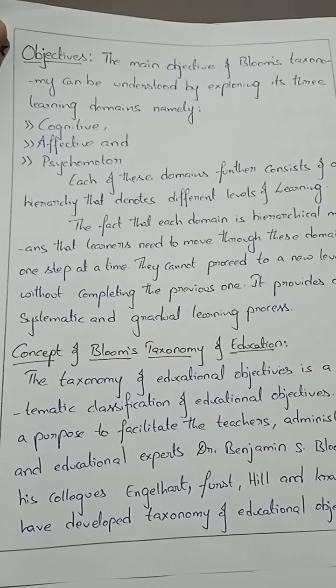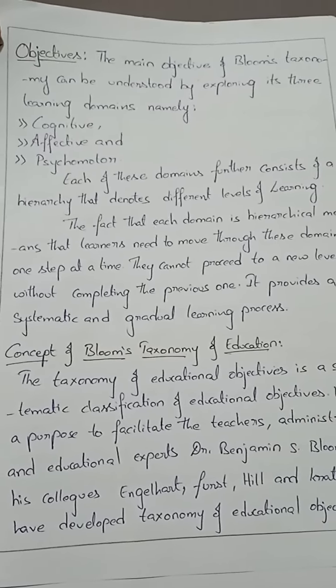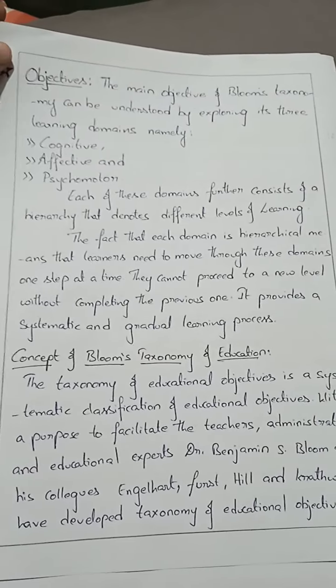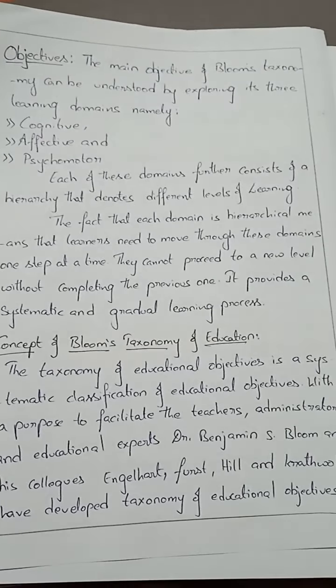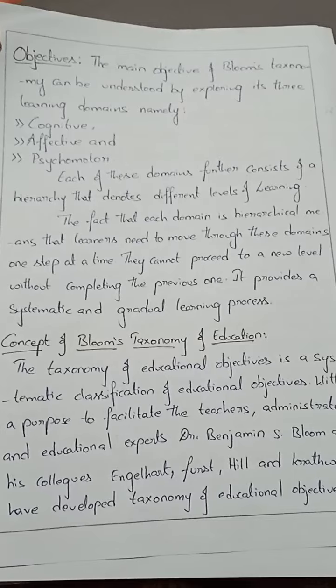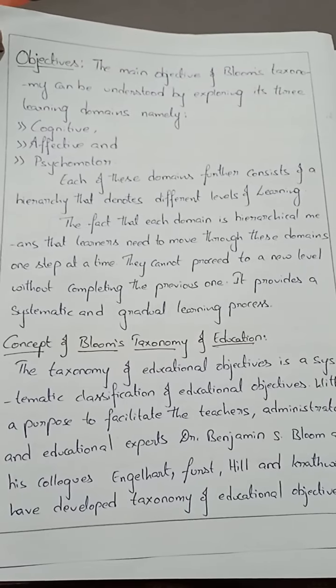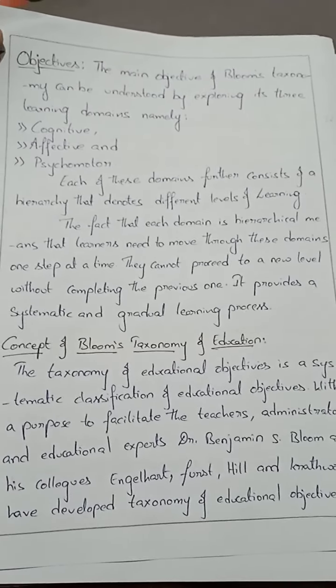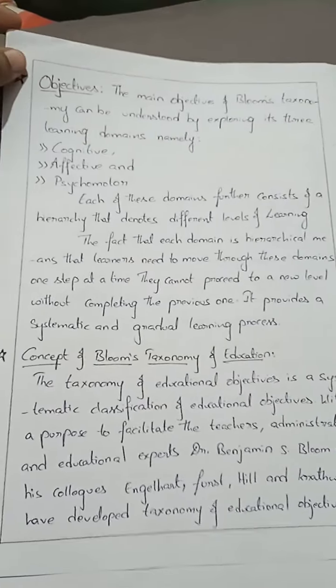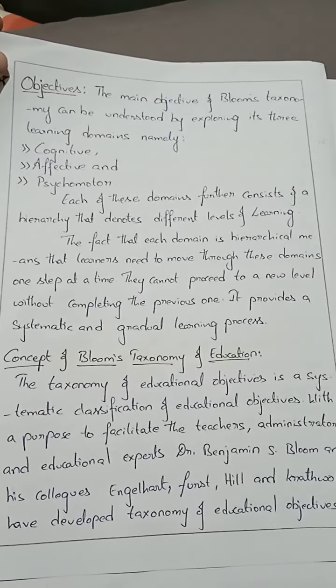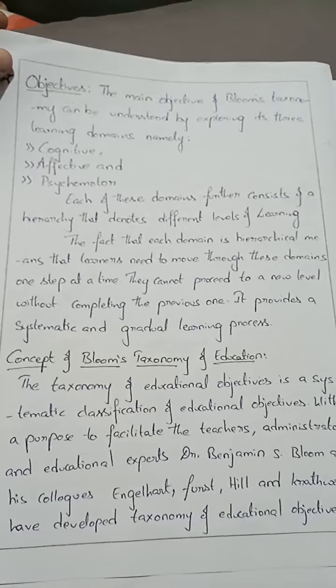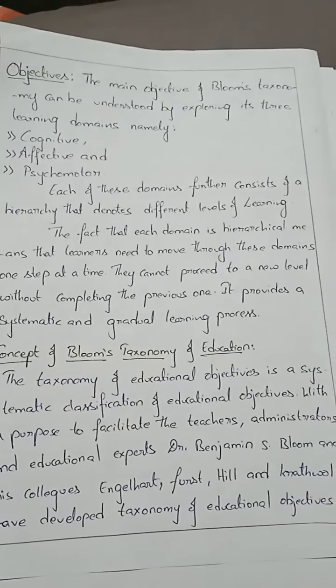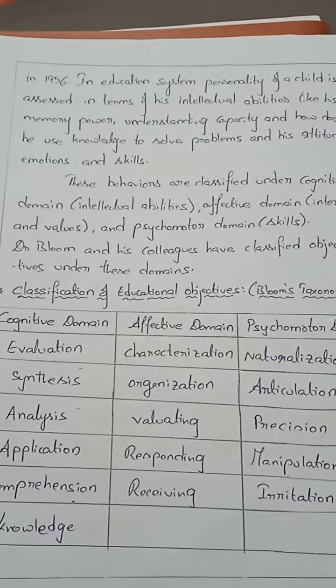The concept of Bloom's taxonomy of education. The taxonomy of educational objectives is a systematic classification of educational objectives with the purpose of facilitating teachers, administrators, and educational experts. Dr. Benjamin S. Bloom and his colleagues Engelhart, Furst, and Krathwohl developed the taxonomy of educational objectives in 1956.